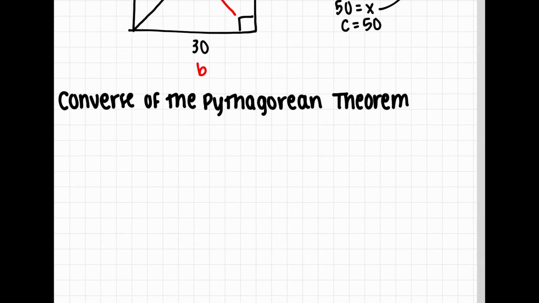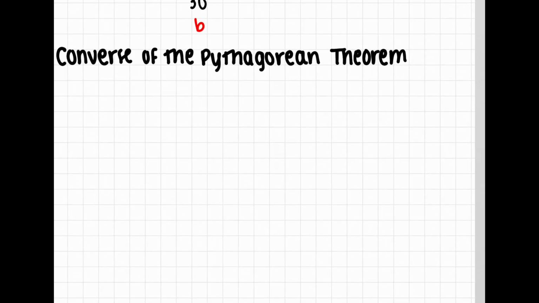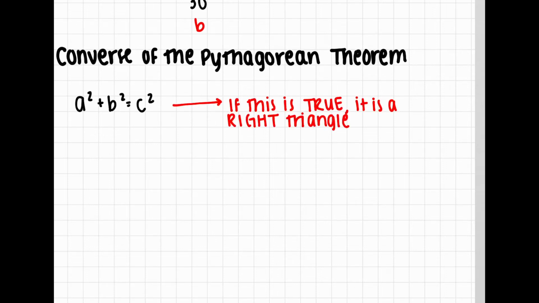So we're now going to get into something that we call the converse of the Pythagorean theorem. All of this before this should have been a review. This is the new information. So we still have A squared plus B squared equals C squared. And if this ends up being true, so if A squared plus B squared is C squared, then it is a right triangle. That's what we've learned so far. That's what we've known. That's what we practiced.